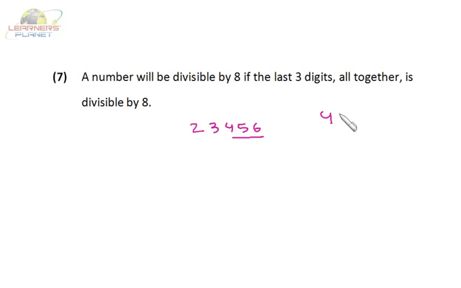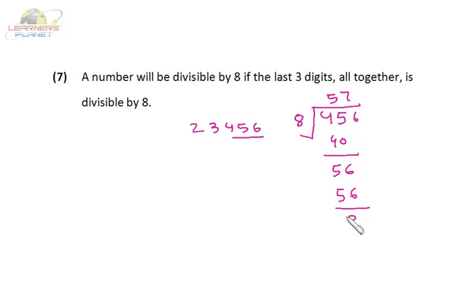Now let's divide 456 by 8. So 8 5s are 40. 5 as a remainder. Then I take 6. So 8 7s are 56. So I'm getting 0 as a remainder. That means 456 is a multiple of 8. That means the entire number 2, 3, 4, 5, 6 is a multiple of 8, or we can say it is divisible by 8.